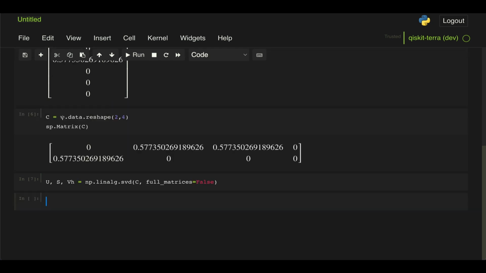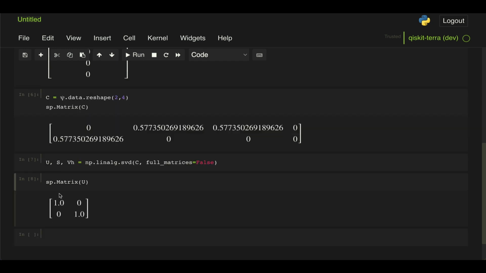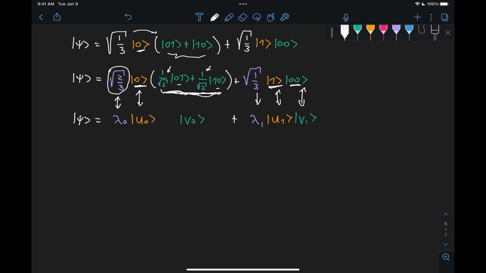Okay, and once we do this, then we can display our matrix U. And here we can see that in its columns, we get the decomposition for the Schmidt vectors in subsystem A. So basically we get state 0 and state 1, which if we go back to our example here, that's precisely what we should be getting, right? So our U0 is supposed to be state 0 and our U1 is supposed to be state 1.